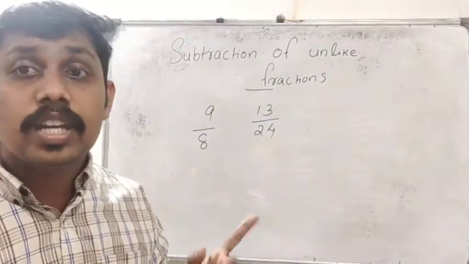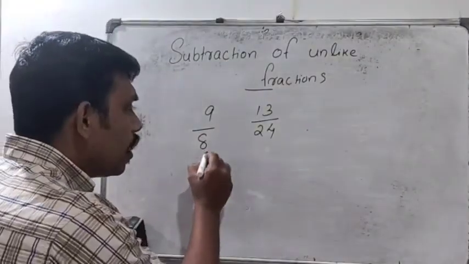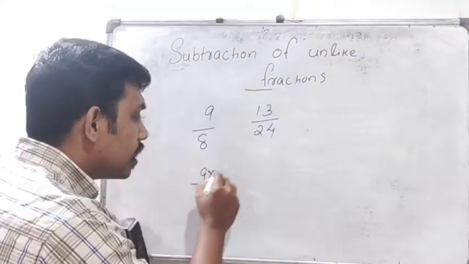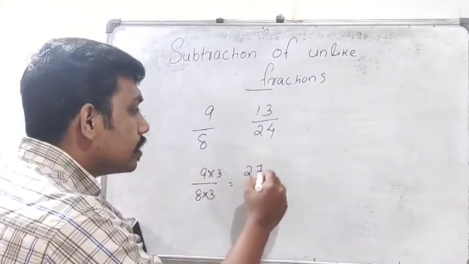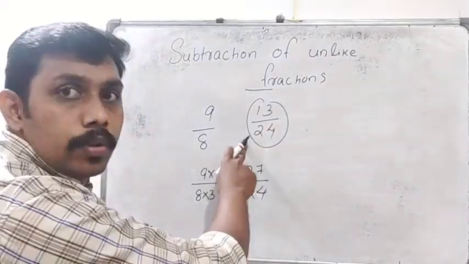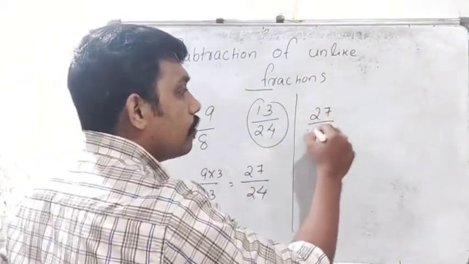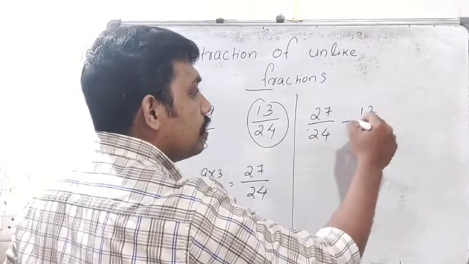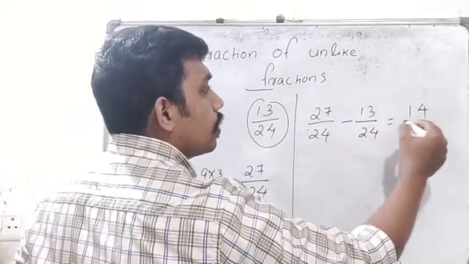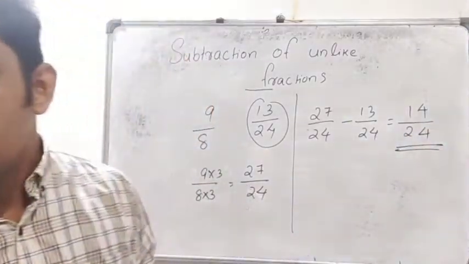So first we need to equalize the denominators. Simply look at here. We can make this 8 into 24 by multiplying by 3. So it becomes what? 27 by 24. So here the denominator is already 24. So we can subtract the given numbers, that is 27 by 24 minus 13 by 24. Then the answer becomes 14 by 24. So this is the answer.